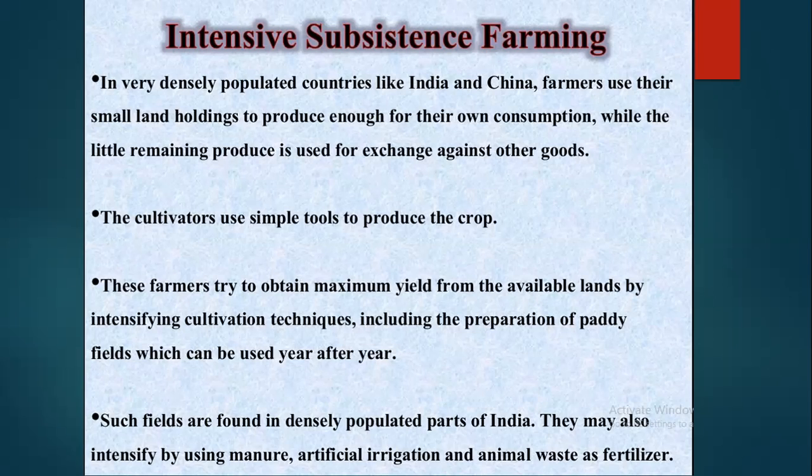They may also intensify by using manure or artificial irrigation and animal waste as a fertilizer, because it's a village. Right? So they may have cows, buffaloes, and bulls, and whatever animal waste they have, that also they use as a fertilizer. They try to obtain maximum yield, so whatever proper manure or artificial irrigation or animal waste is there, that is used as the fertilizer.